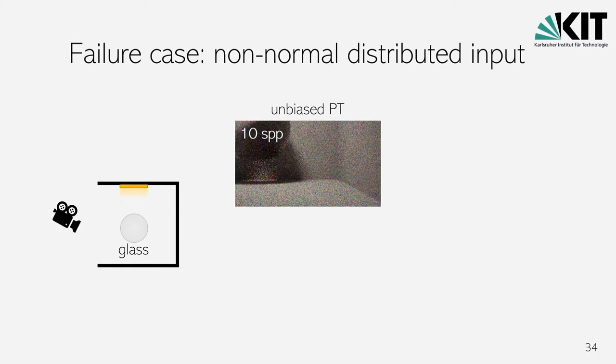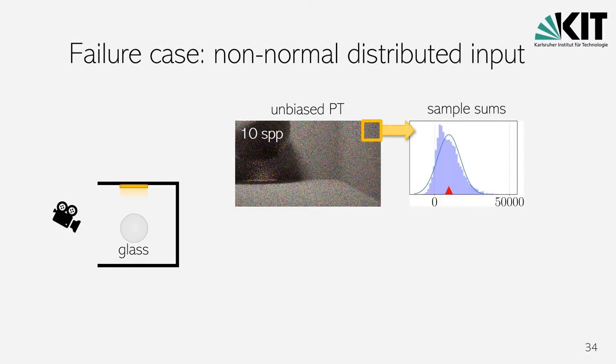In this last example, I'd like to highlight what happens if the input to Welch's t-test is too far from a normal distribution. To test this, we added a glass sphere to our simple test scene, which introduces a lot more variance. So if we now look at the histogram of sample sums from the top right pixel block and a fitted Gaussian line, we can see that because of the higher variance in the individual samples, the distribution of these block sample sums is too different from a normal distribution.